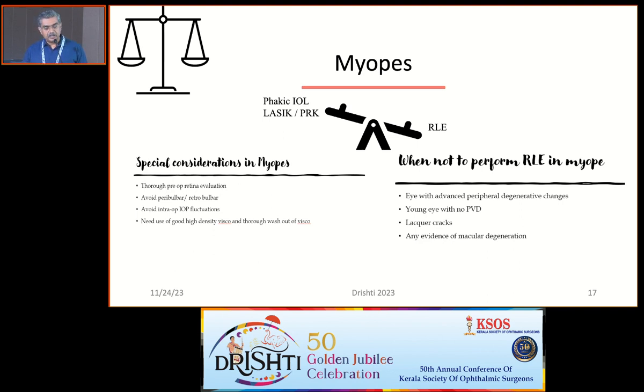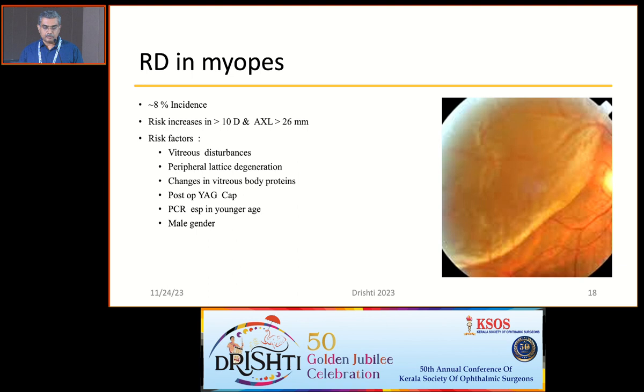Between 40 and 50, you have to be really careful because these are the patients who will not be very happy. Special consideration in myopes: obviously the retinal evaluation is very important, and these are the patients in whom we should not do refractive lens exchange, the patients with retinal periphery degenerative changes or myopic changes. RD is by all means a very important consideration.